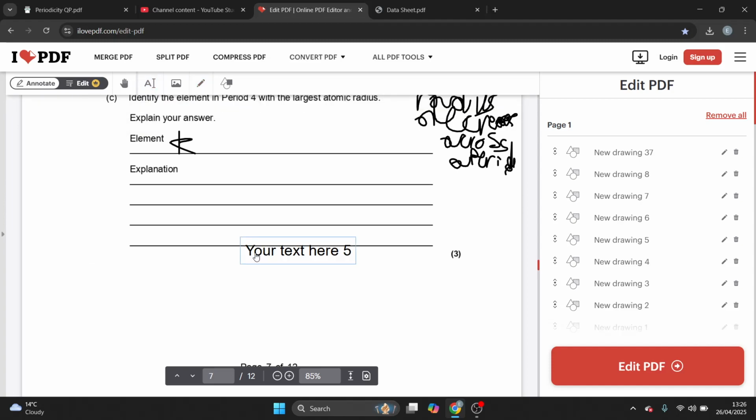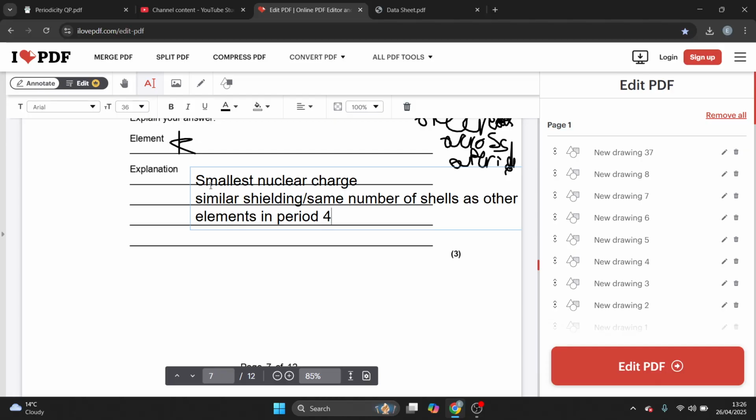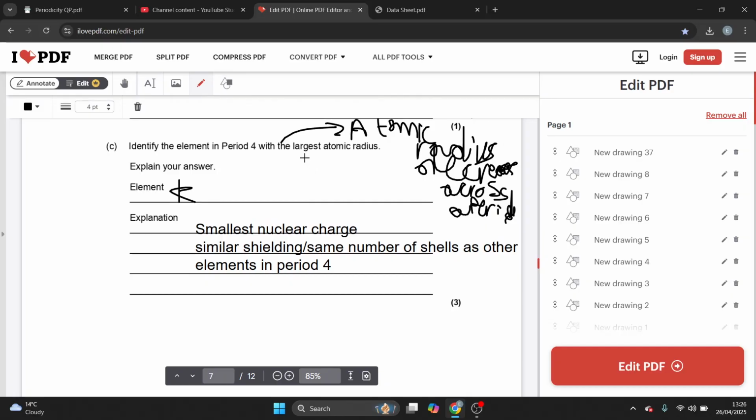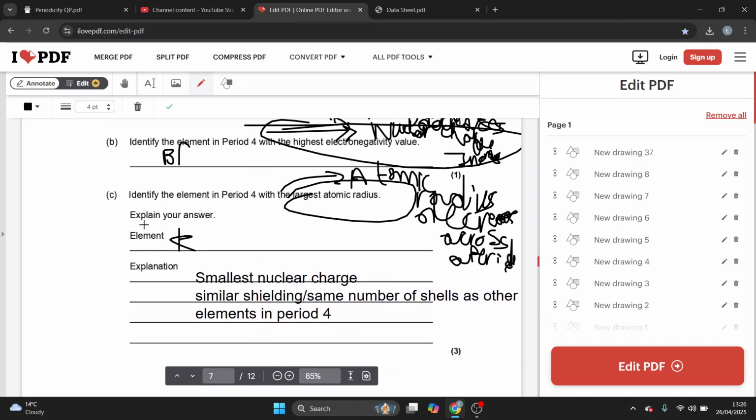Now the explanation is obviously going to be slightly difficult, but it's just the idea that it's got the smallest nuclear charge, smallest number of protons, and similar shielding / same number of shells as other elements in period 4. So it's got the same number of shells as other elements in period 4, but it's also got the smallest number of protons, smallest nuclear charge. It is going to have the largest atomic radius. I really hope you guys understand that part, because these types of questions they love to ask.